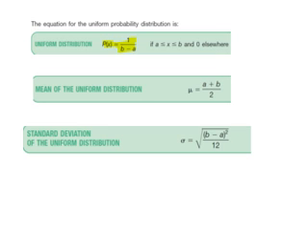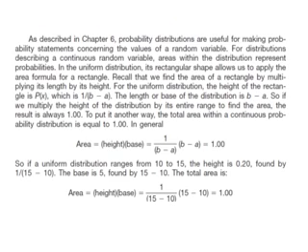Now we have two main measures for the uniform probability distribution, which are the mean and standard deviation. The mean, mu, equals the maximum point B plus the minimum point A over 2, and the standard deviation, sigma, equals the square root of B minus A to the power 2 over 12. This is the standard deviation of the uniform distribution.